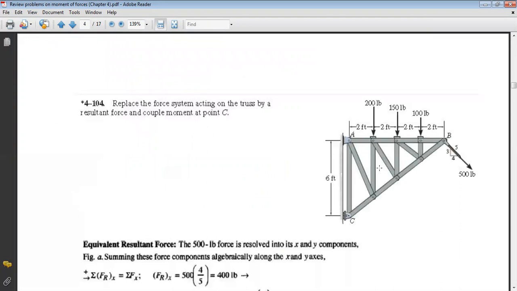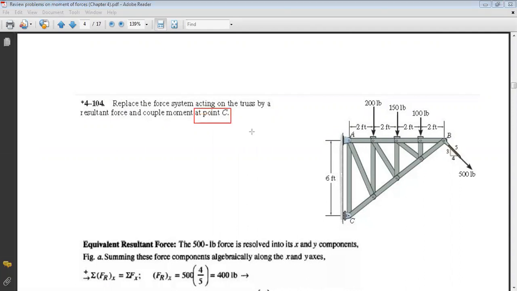Okay, now another problem. Replace the force system acting on the truss by a resultant force and couple moment at point C. So here, this is an example about how we can reduce a system of forces into one force and moment at a certain point. So here, they asked us to replace the system at point C. Okay, just at point C.